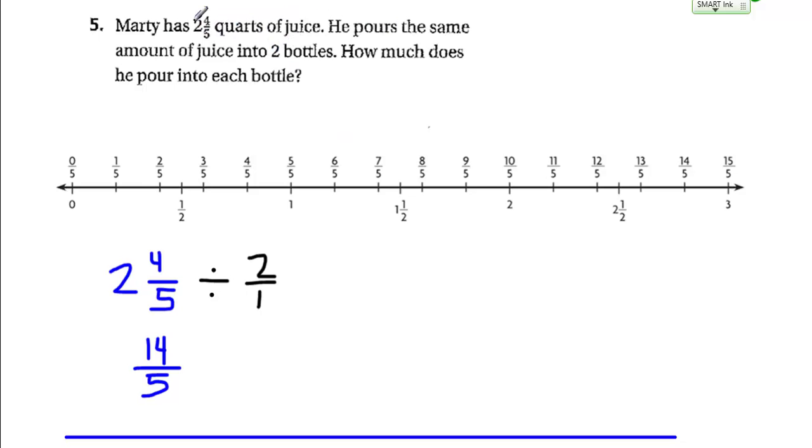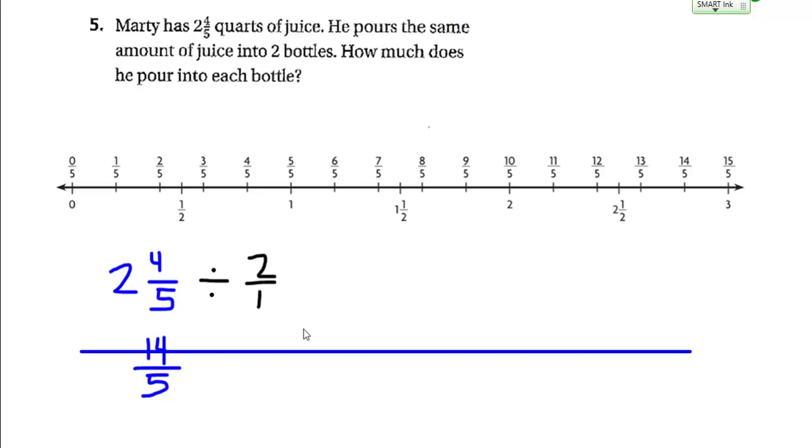To figure out which of these two numbers would be the dividend, you have to ask yourself, what's the thing that's being broken up into equal-sized chunks? This is the thing that we're breaking up into equal-sized chunks. I wrote it down right here as the dividend. Now, what are the equal-sized chunks? We're going to take that amount and pour it into 2 separate bottles.